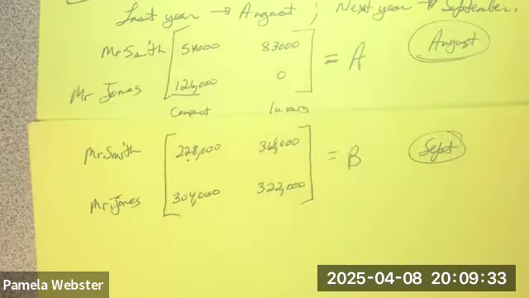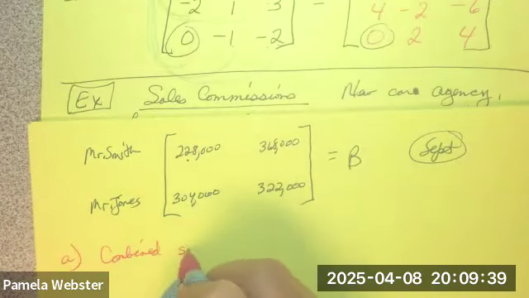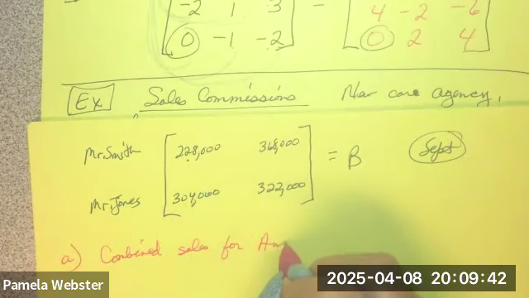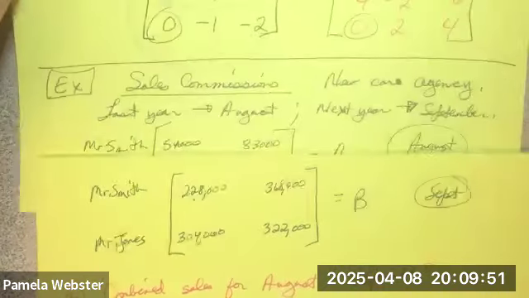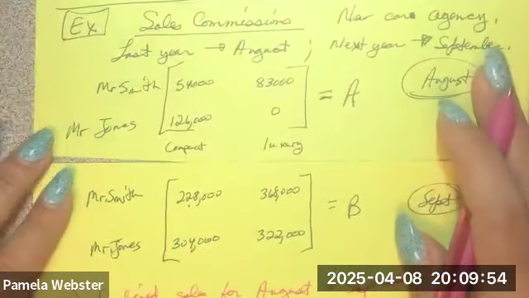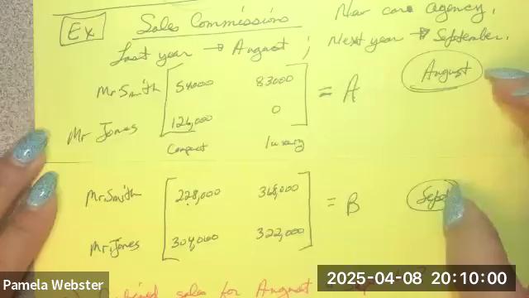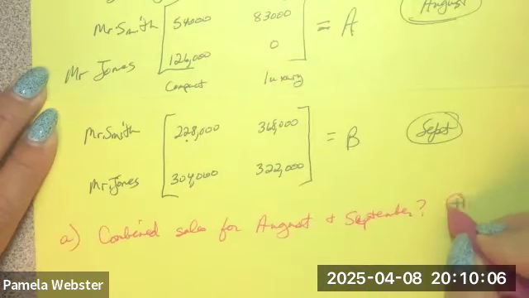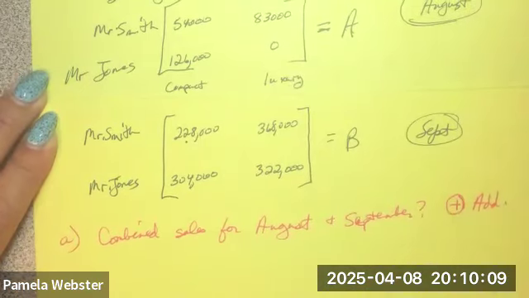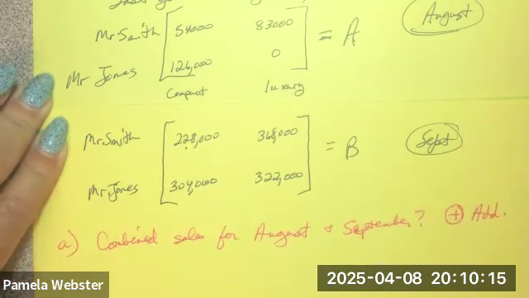Can you do the combined sales? So here's part A: combined sales for August and September. If I asked you, can you figure out the combined sales? Here's my two matrices. How much did Mr. Smith sell, for instance, in the combination of August and September? What am I asking you to do there? I'm asking you to add, right? So let's add these two together and see how much they sold combined between the two months.